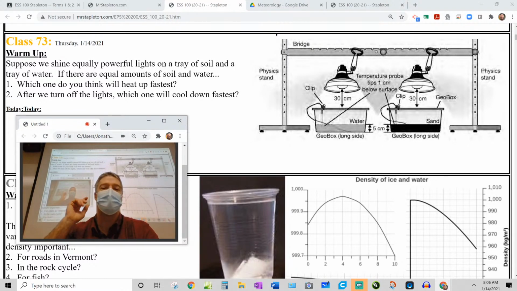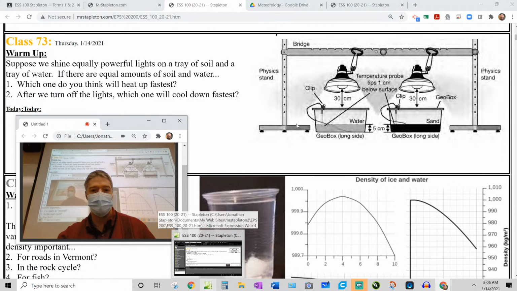Raise your hand if you think water is going to heat up faster than sand. 3. And how about the cooling down? Raise your hand if you think water is also going to cool down faster than sand. 2. All right. And Sully and Tommy, I didn't hear your hands pop into existence, so I don't know what you were thinking. So let me show you the results from last night.